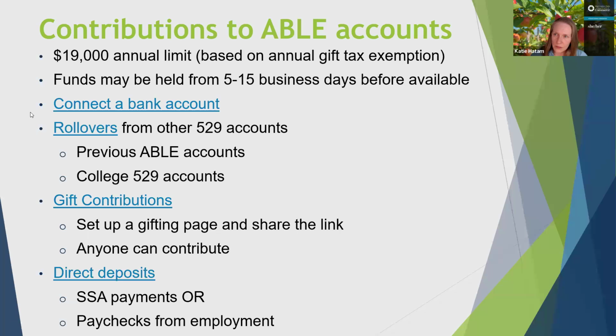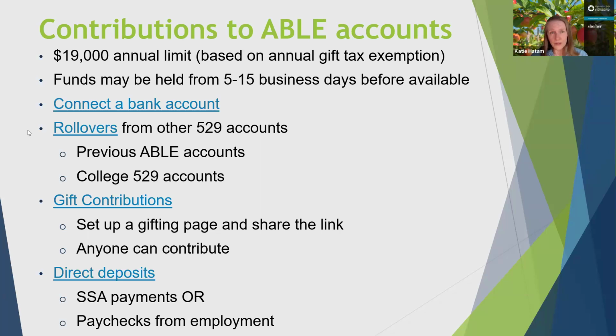So here are the 4 ways you can make a contribution. The first and most popular way is just to connect a bank account to your account. When you first sign up for an account, it'll ask you if you want to link an external account. It could be your personal checking or savings, or it could be for the beneficiary or a parent or whoever it may be, however you're making those transfers over to the ABLE account. So that's one way to do that.